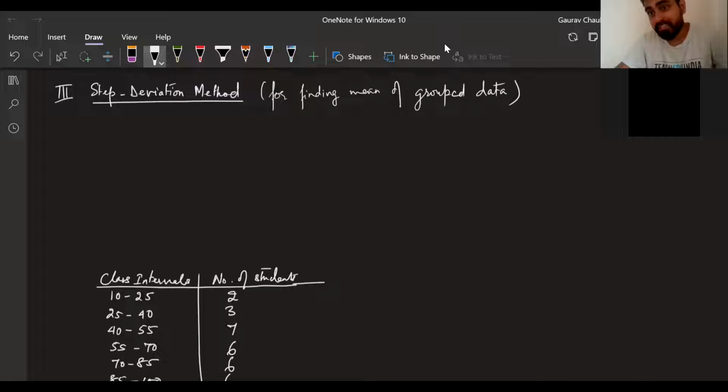Okay. We're going to stick with the same question. We're going to stick with the same example which you're using, the table which we made using the given question earlier.